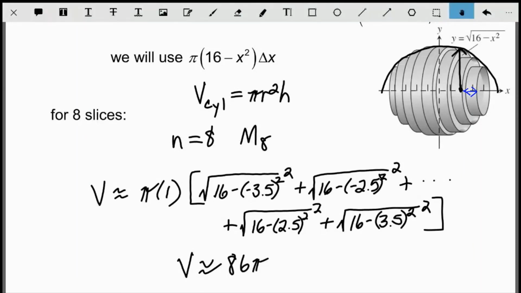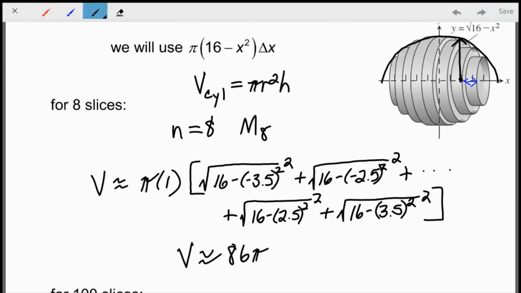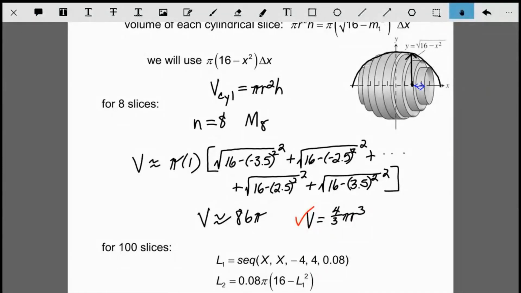Now, that's not actually the volume of a sphere with a radius of 4, but you could check that pretty easily. Volume is 4/3 pi r cubed. You could do that as a check and say, okay, is my answer very close to 4/3 pi r cubed? If it is, I know I did a pretty good approximation. Okay, so that's the idea. We can do volumes with this, even though we're just doing this idea of rectangular approximation.